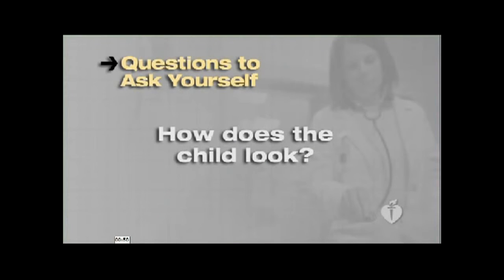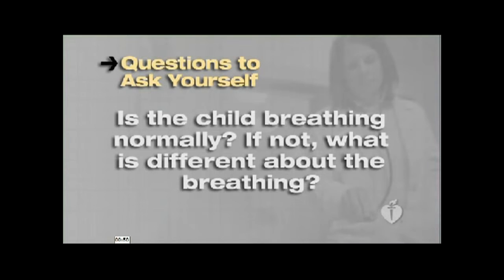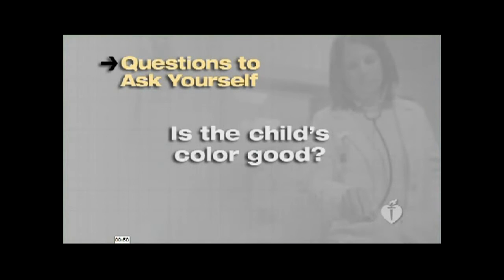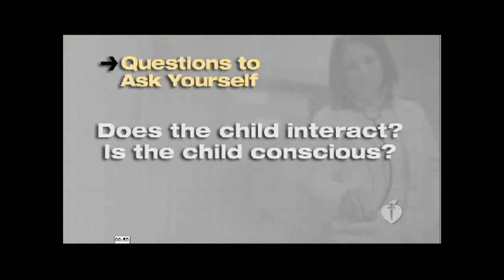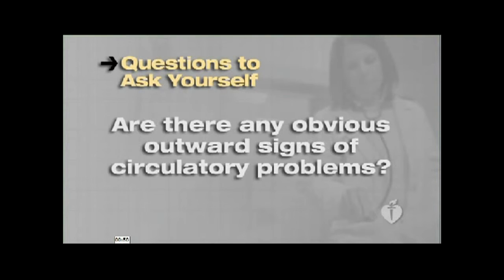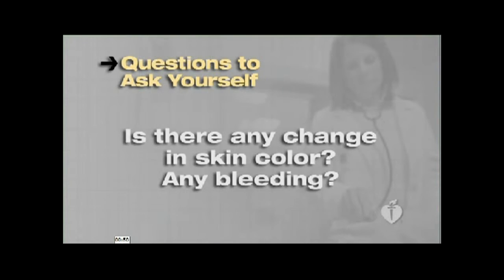Questions you want to ask yourself are, how does the child look? Is the child breathing normally? And if not, what is different about the breathing? Is the child's color good? Does the child interact? Is the child conscious? Are there any obvious outward signs of circulatory problems? Any change in skin color or bleeding?